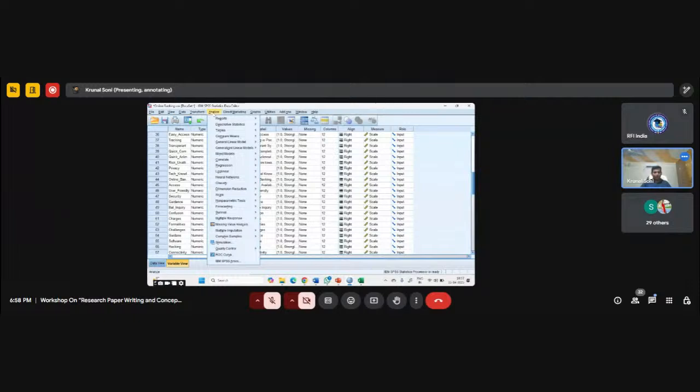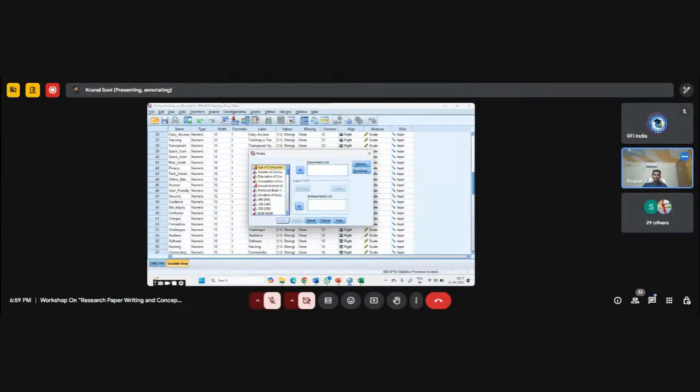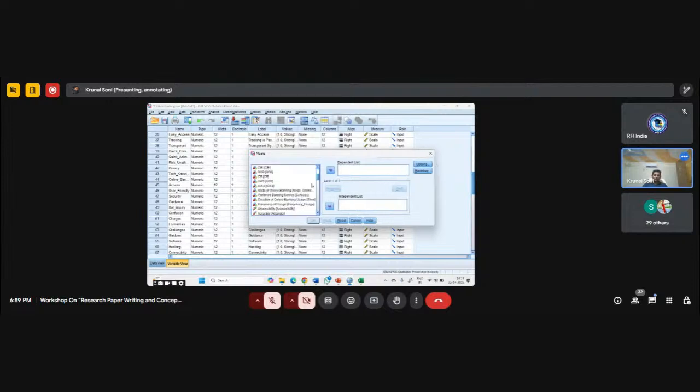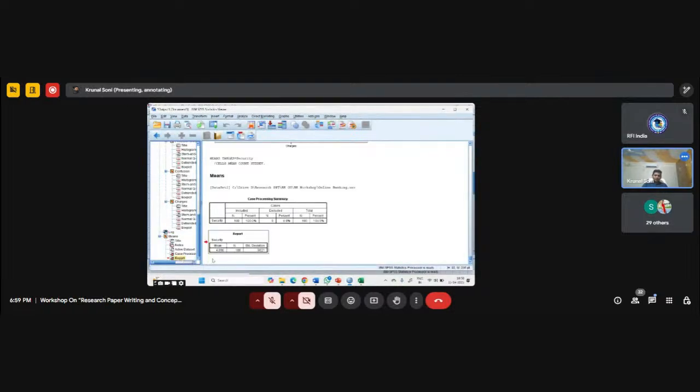If you want to go for a parametric test, all the parametric tests are available over here. Can you see this? Compare means, right? Under compare means you can see multiple things. If you want to find out any one particular variable's mean, let's say the mean for security, I quickly click OK, and you can see I have the mean. The mean of security is 4.